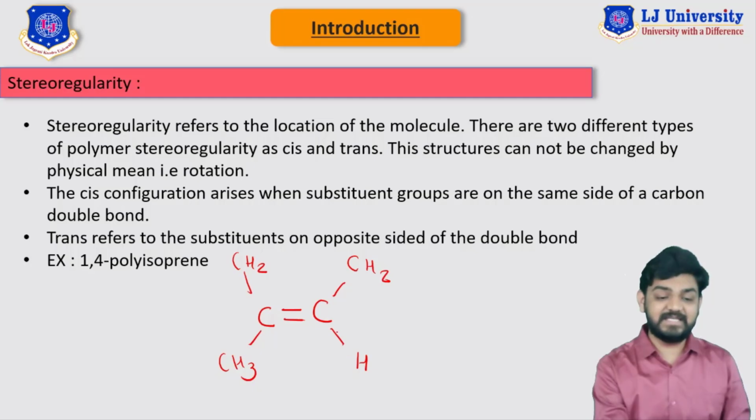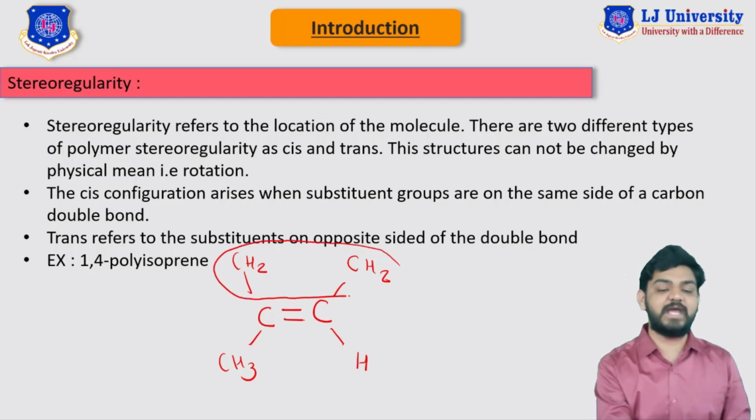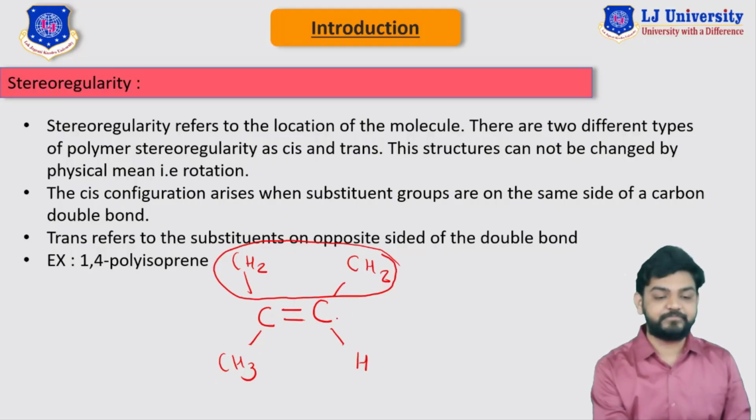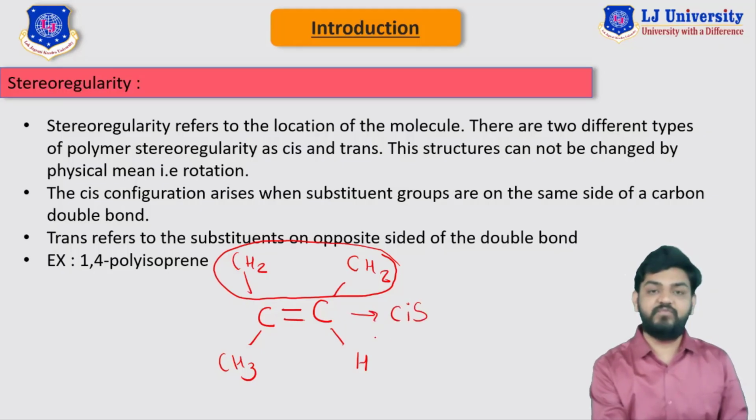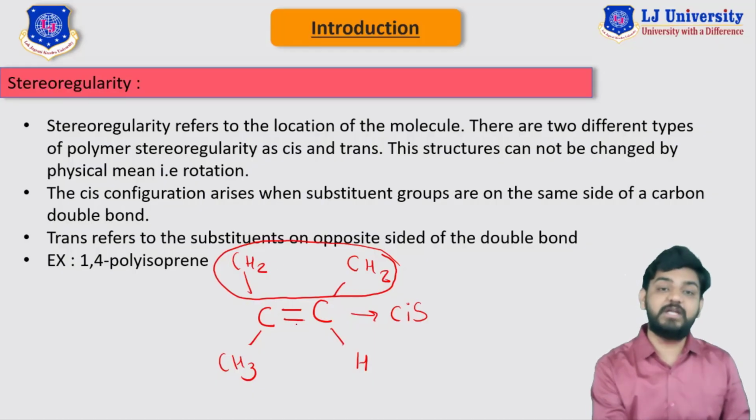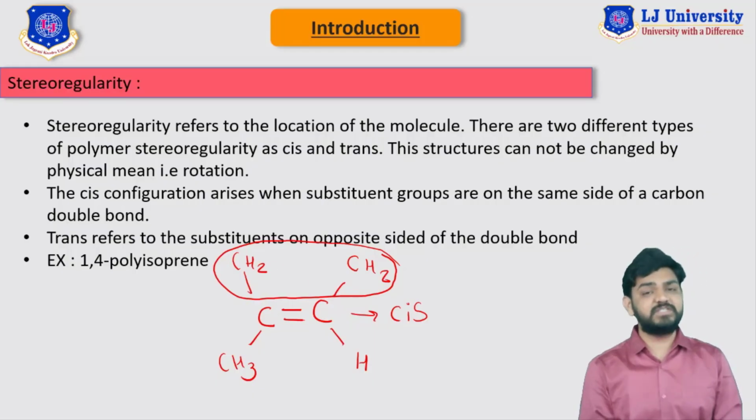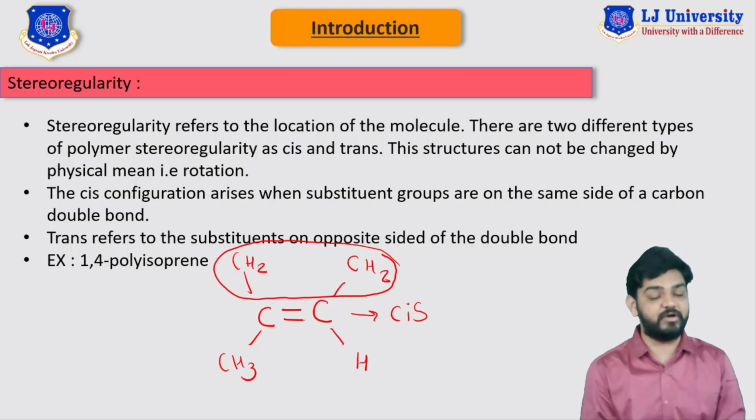So as you can see, this CH2 group is on the same side of the double bond. So this particular arrangement is referred to as cis, in which we have the same group on the same side of the double bond. So the cis configuration can be referred to where the substituent groups are on the same side of the carbon double bond.